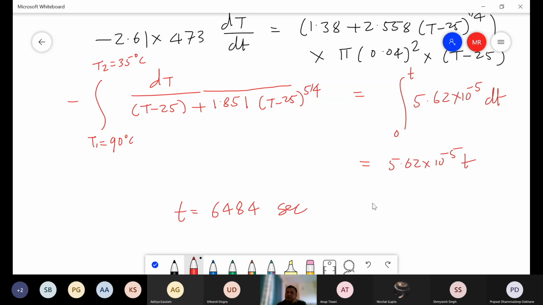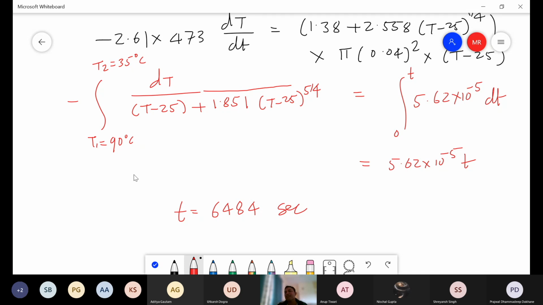Anyone has any other value? So 6484 seconds. That means how many minutes? 6484 divided by 60, so 108 minutes, and if I again divide by 60, so 1.8 hours will be the time required. 1.8 hours will be required for cooling down.